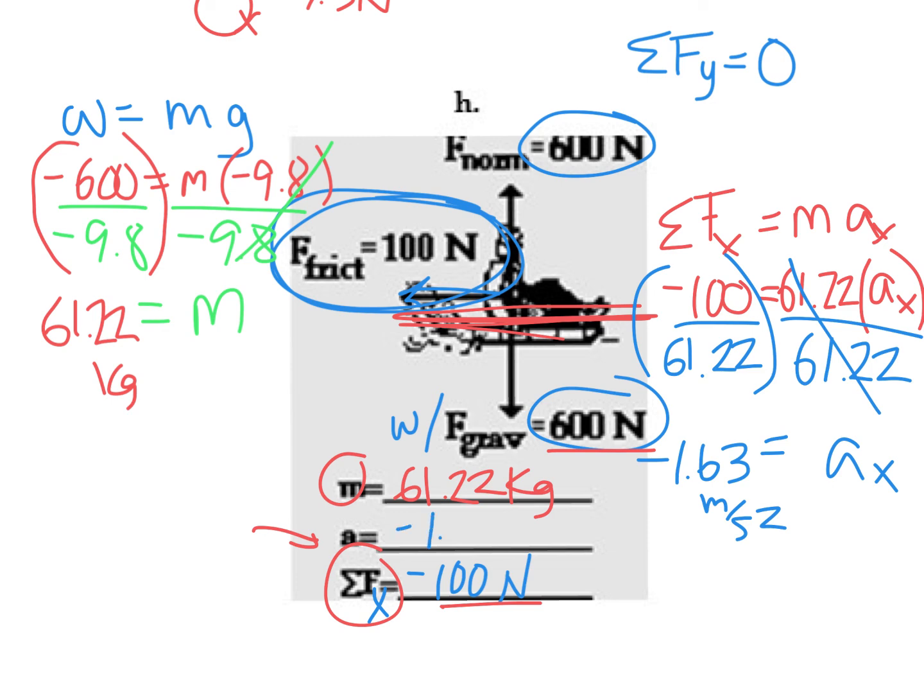Ooh, take a look. Negative 1.63, that negative is important. Why? Because the negative for net force and acceleration should always be the same. The direction of acceleration and net force should always be identical.